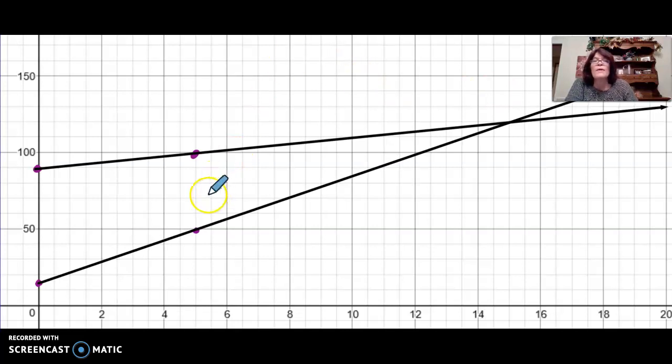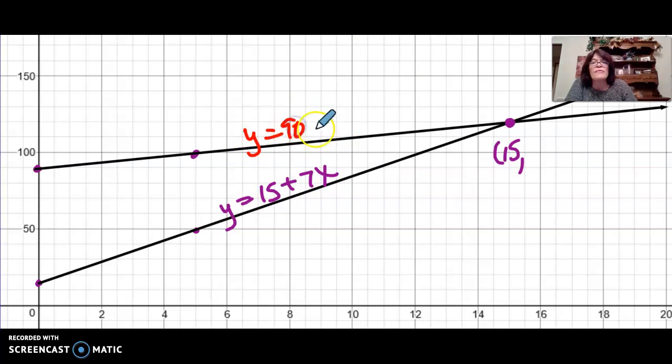Okay, so we want to know which is the better deal. Well, here's our point where we spent the same exact amount of money. After 15 times, it looks like no matter which option we did, whether we got the lawn chair and spent $7 a time, or we spent the 90 bucks for the membership and got the chair each time. If I go 15 times, I've spent $120. This time, 15 times 2 is 30, plus 90 is 120.